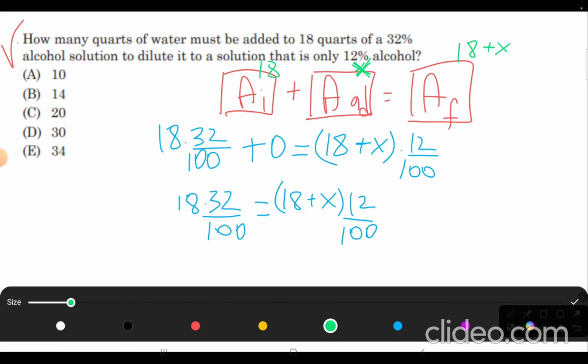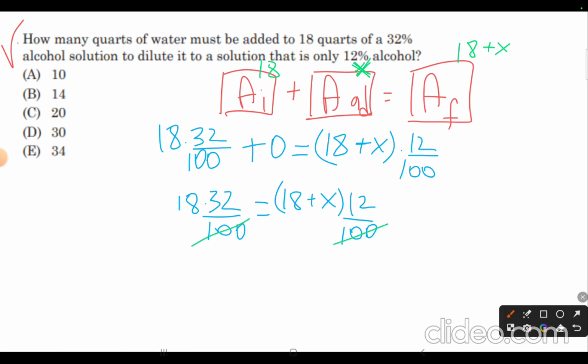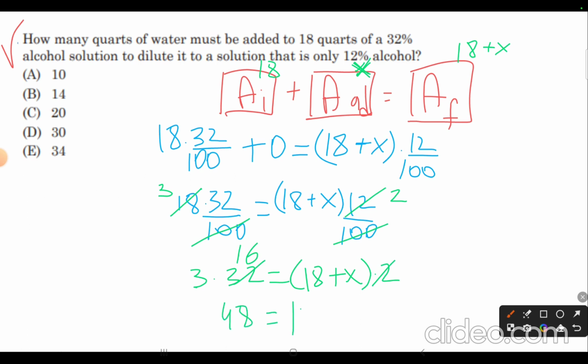We can multiply by 100 on both sides and this will be cancelled. Also we have 12 and 18. When we divide by 6, 18 will be 3. When we divide by 6, 12 will be 2. We have 3 times 32 equals (18 plus x) times 2. Also 32 and 2 can be cancelled. We have here 16. 3 times 16 is 48. And here we have 18 plus x. X will be 48 minus 18, which is 30. It is quarts. 30 quarts.